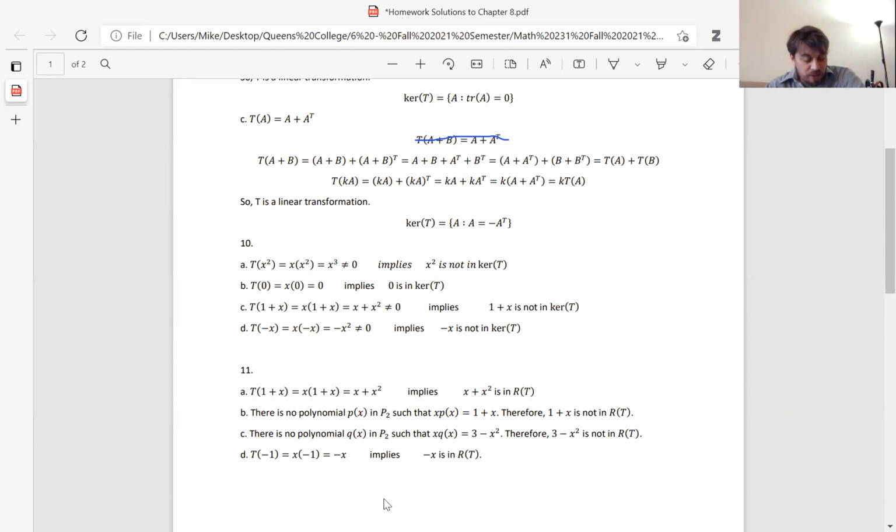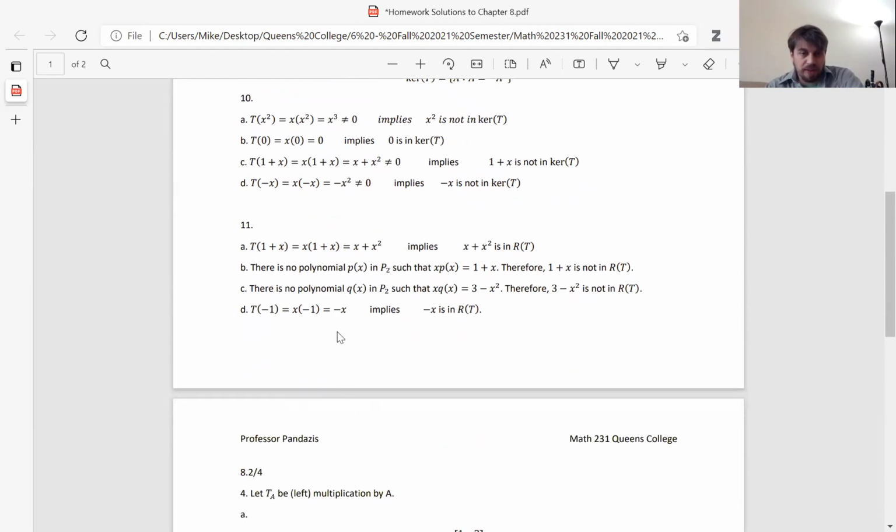For D, it asks whether or not negative x is in the range of T. I make this observation: T of negative 1 is equal to x times negative 1, which equals negative x. That implies that negative x is in the range of T. There is a polynomial, namely negative 1 in P sub 2, such that T of negative 1 is equal to negative x. So negative x is in the range of T. And so that's all of 11.